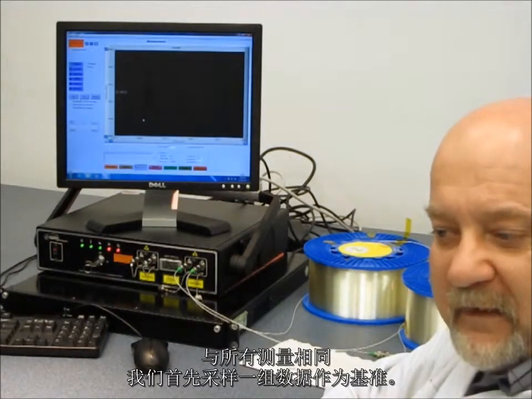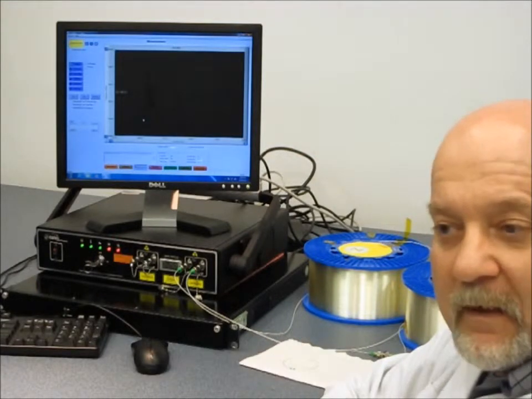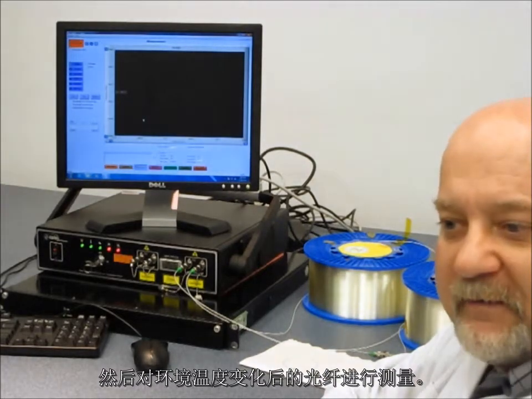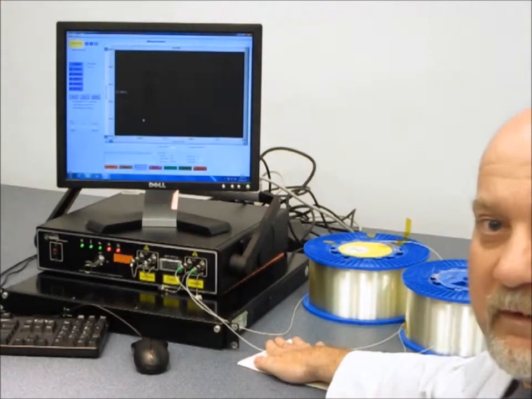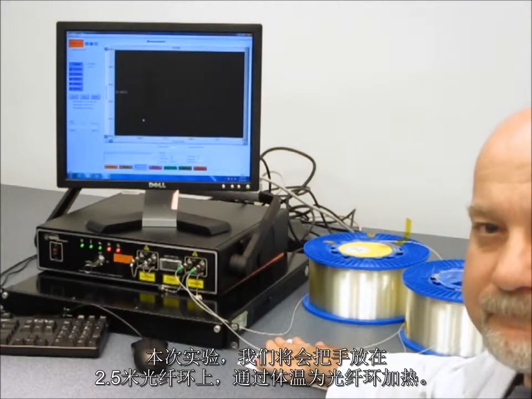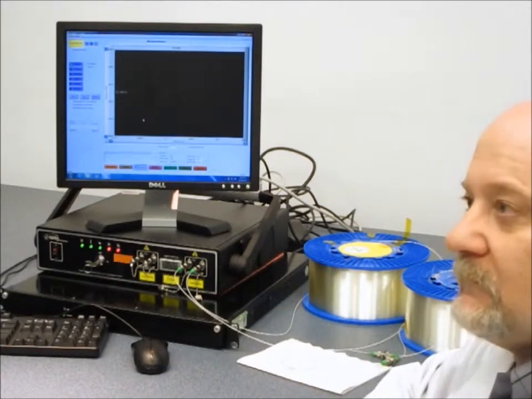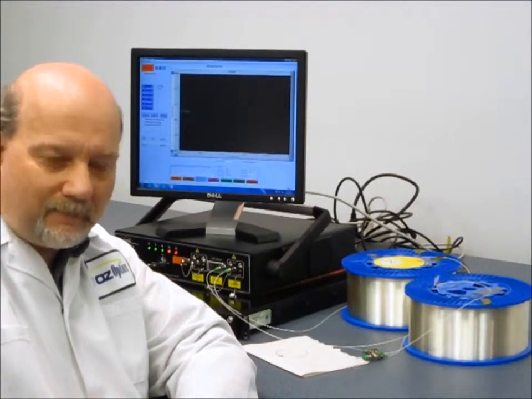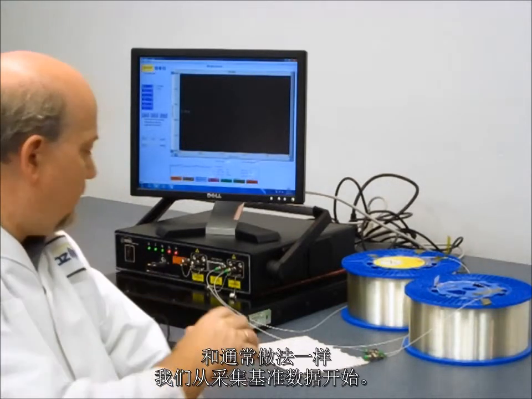So, as in all sorts of measurements of this nature, we'll first take a baseline measurement and then an actual measurement showing changes in temperature caused from exposure, in this case from the simple heat of my hand. Let's get started. Alright, so as usual, we start by taking a baseline measurement.